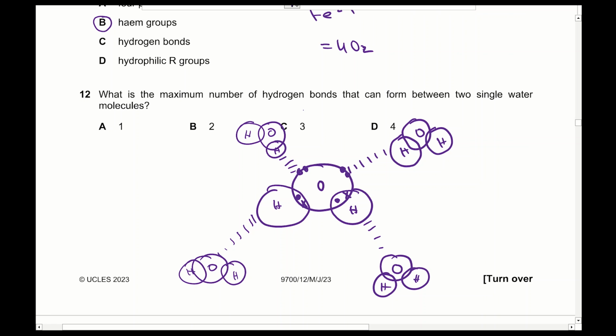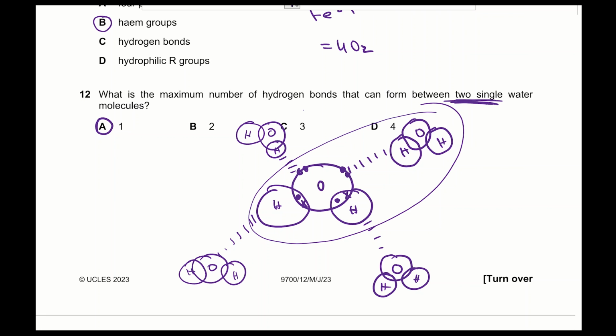However, here the question states, what is the maximum number of hydrogen bonds that can form between two single water molecules? Therefore, let's assume that these are two single water molecules. The answer is going to be 1. However, water can form hydrogen bonds between 4 water molecules. Therefore, they can form 4 hydrogen bonds. However, because the question is asking between two single water molecules, it's going to be 1. Therefore, the answer is going to be A.